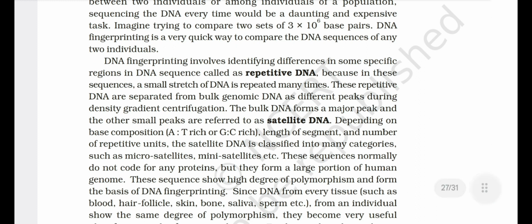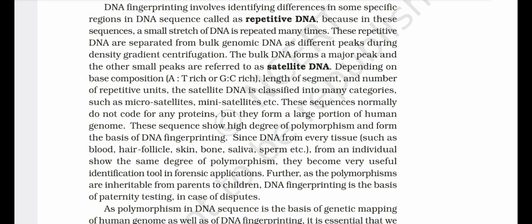DNA fingerprinting involves identifying the differences in some specific region in the DNA called repetitive DNA. Because in this sequence a small stretch of DNA is repeated many times, these repetitive DNA are separated from the bulk genomic DNA as different peaks during density gradient centrifugation. The bulk DNA forms a major peak and other small peaks are referred to as satellite DNA.